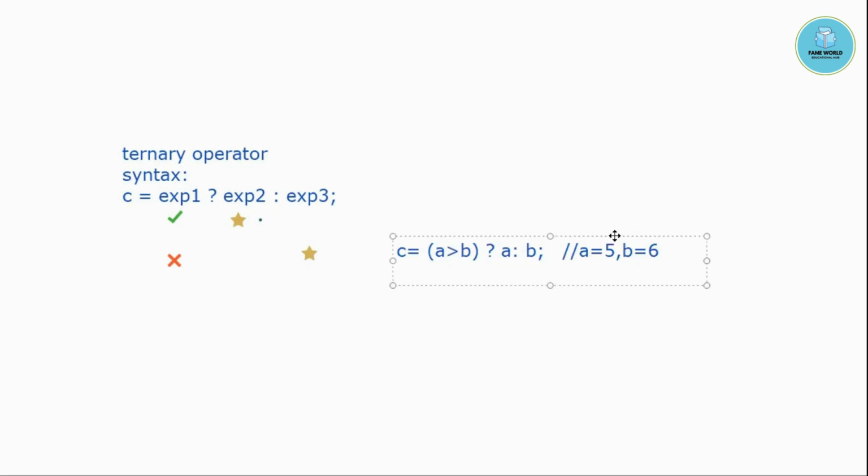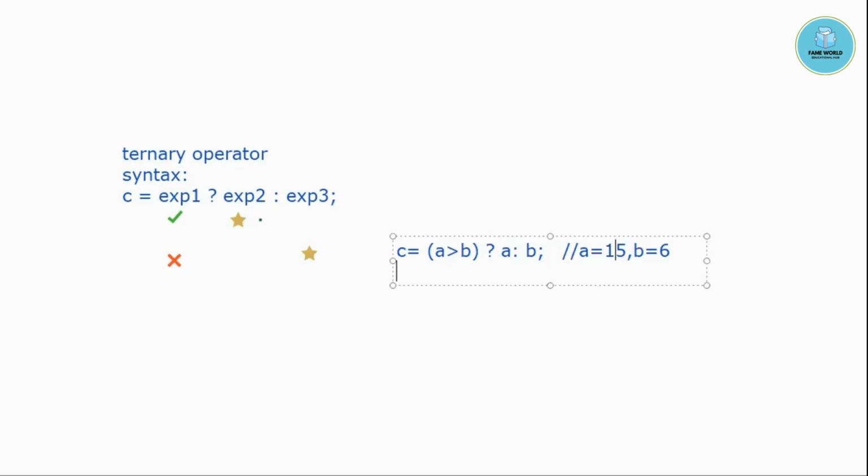The expression 1, which is checking for a greater than b, will be false. So the value of b, that is 6, will become the larger one. And if we have, say, a as 15, then a greater than b will be true. As it is true, expression 2 will be the value of the particular expression, that is c. So in this way it works.